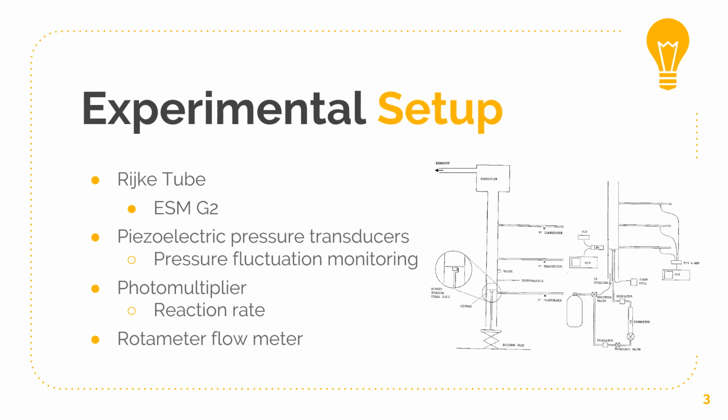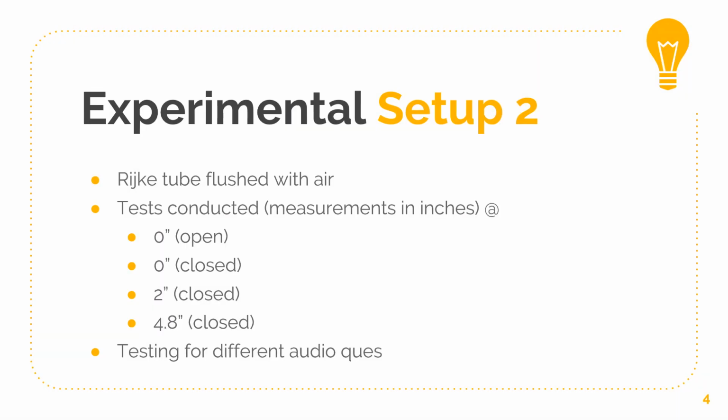The way we quantified this was the rate at which the propane was consumed and the amount of heat that was released. The last measuring device used was a rotameter type flow meter, which was measuring the fuel flow rate. Before we started the experiment, the Rijke tube needed to be flushed with air to prevent any explosions, because it could have been filled with propane, and when we switched it on, we didn't want any material damage to occur or for us to damage the Rijke tube.